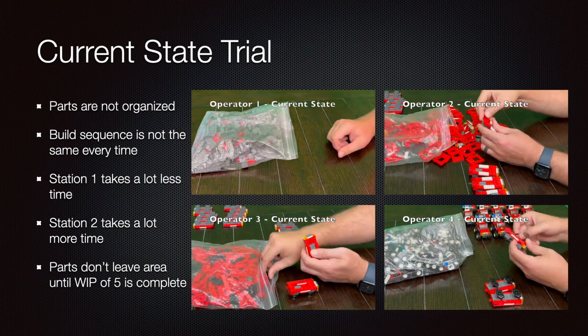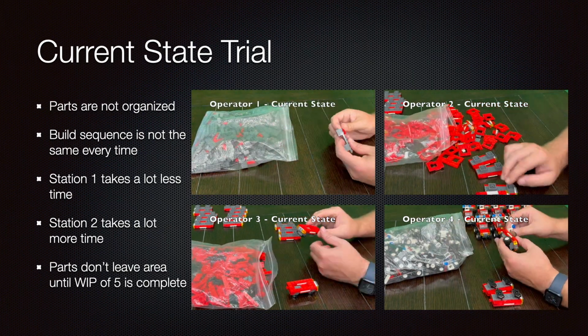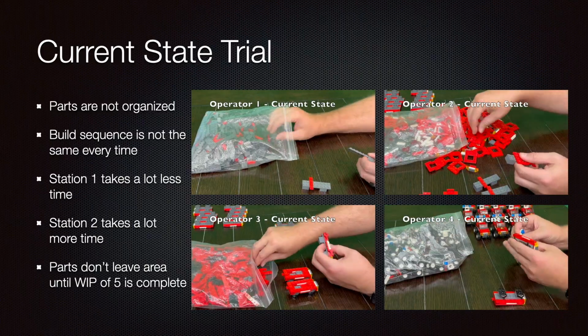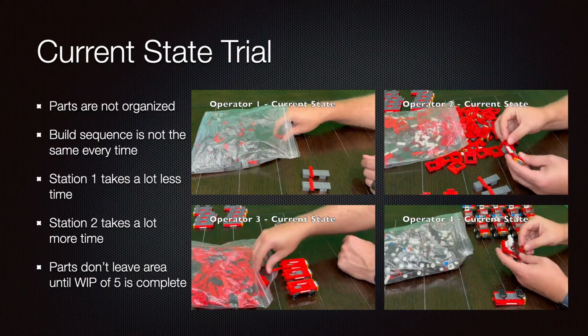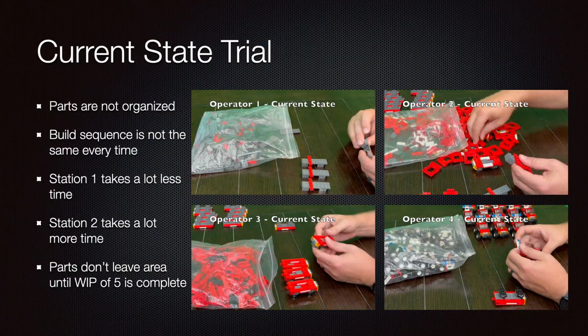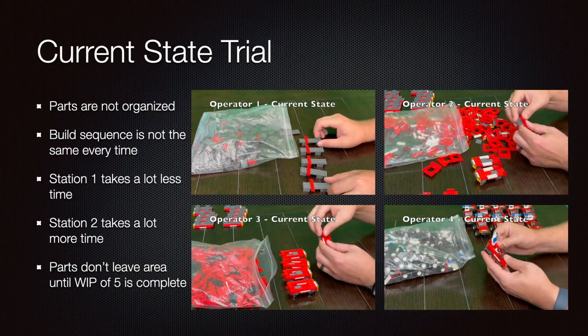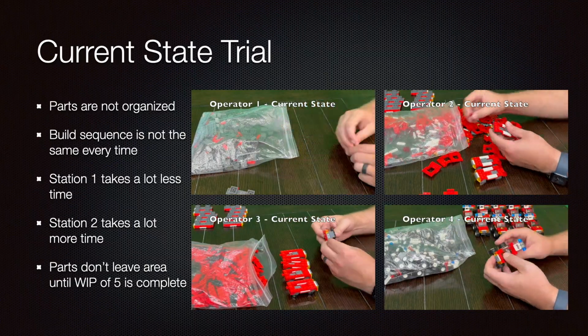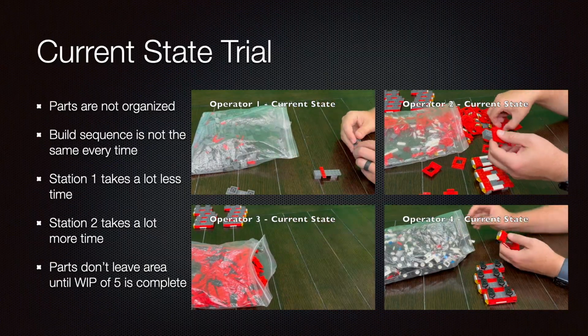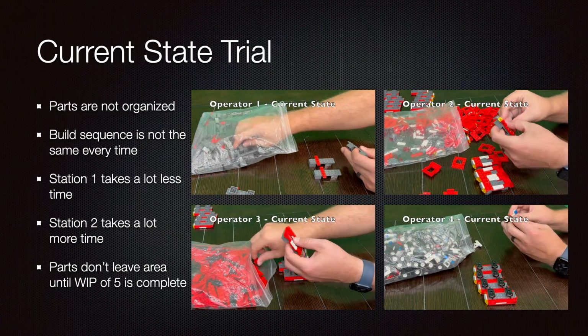Now, if you take a look as well and watch closely, Station 1 does take a lot less time. It's very quick. And compare that to Station 2, you can see it takes a lot more time. It's much more difficult. And so that's also relevant as the factory itself tries to output as much as it possibly can to make as much profit as it can.